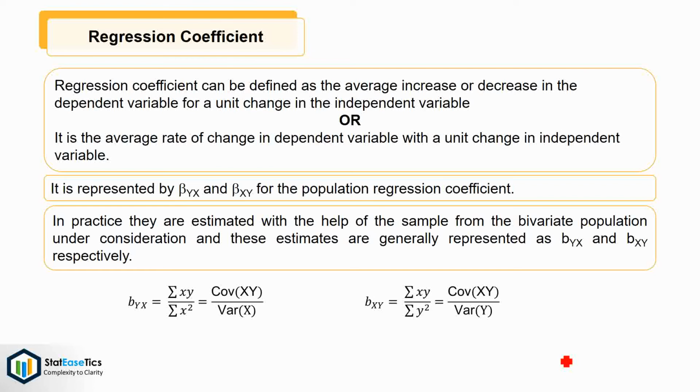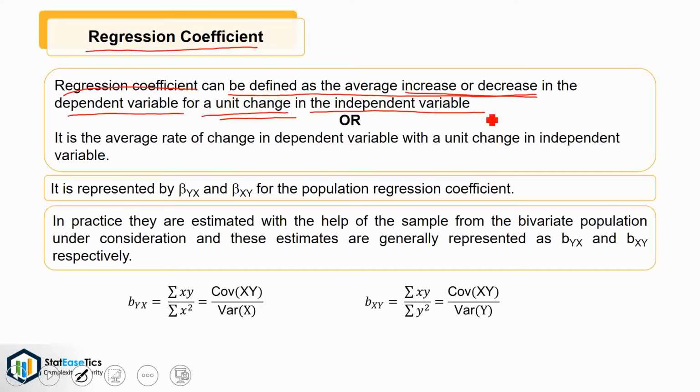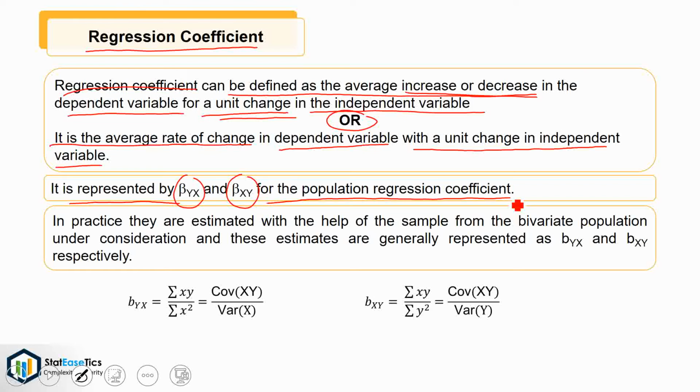Now let's discuss regression coefficient. Regression coefficient can be defined as the average increase or decrease in the dependent variable for a unit change in the independent variable, or it is the average rate of change in dependent variable with a unit change in independent variable. It is represented by beta yx and beta xy for the population regression coefficient.